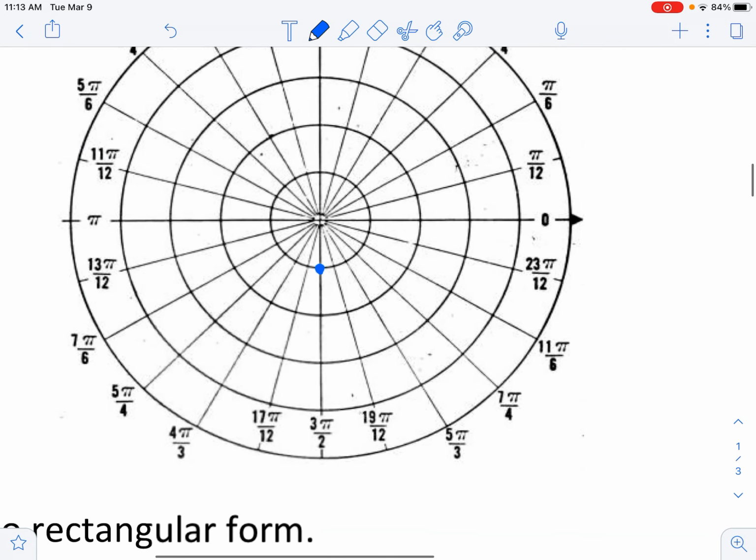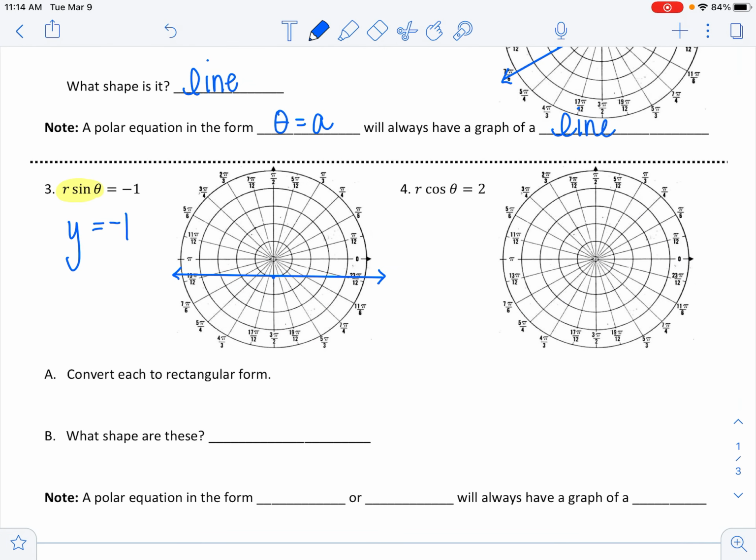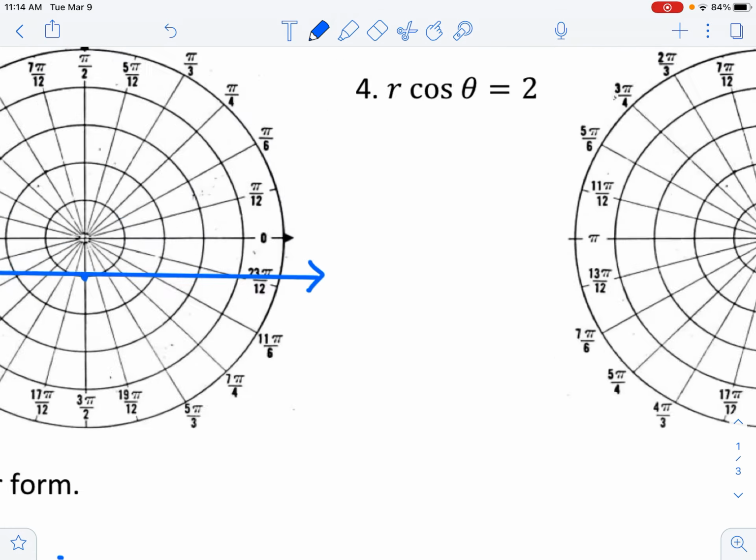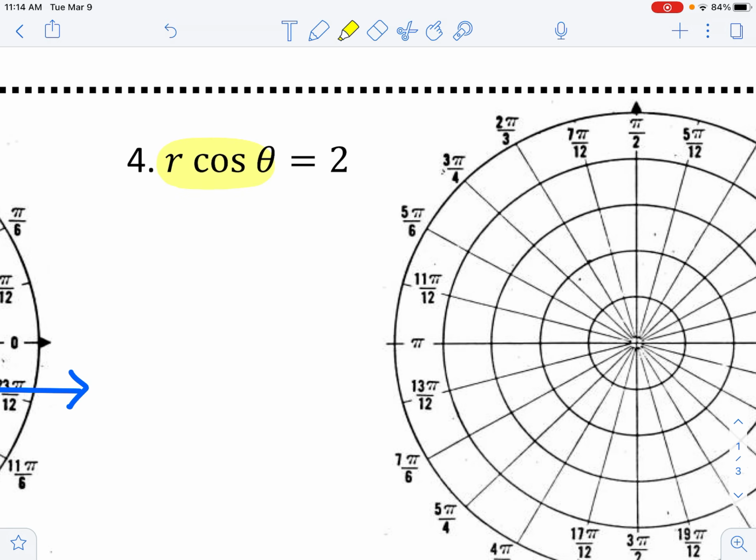So let's graph that. I'm going to put a point that's down 1 from the origin to help me graph it, and then I'll draw a horizontal line to the best of my ability going through. That's y equals -1. So what shape is this going to be? This is going to be a line once again. If you see r sine of theta equals a number, that's a line.